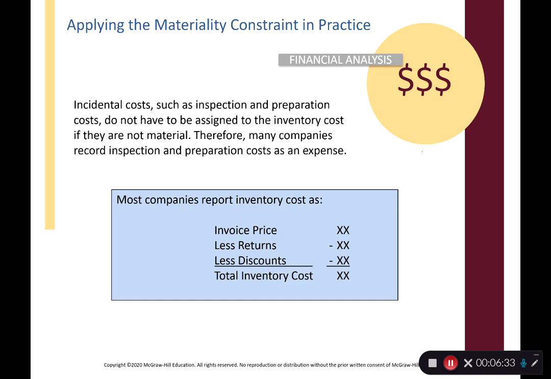Incidental costs such as inspection and prep costs, if they're very minor, meaning in accounting terms not material, which means they're not big enough for anybody to care, we can just expense those and not include them in the cost of inventory for simplicity. But if the amounts are significant, we should include them in our inventory cost in order to be in compliance with GAAP.